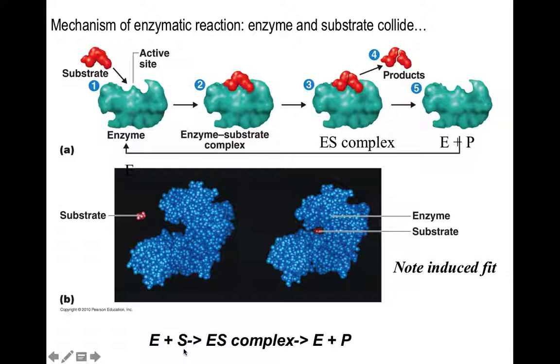And this is our abbreviation for an enzyme catalyzed reaction. E is enzyme, S is substrate. They collide, they form the enzyme substrate complex, and then the substrate's converted to product. Here's our product release, and then the enzyme is released unchanged so it can start the reaction all over again.